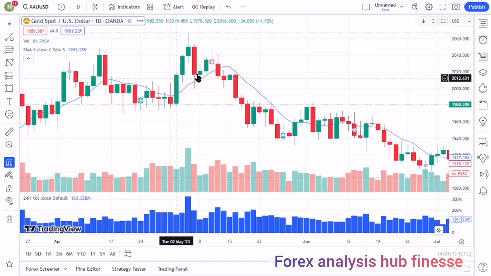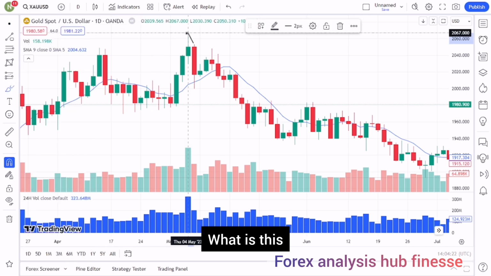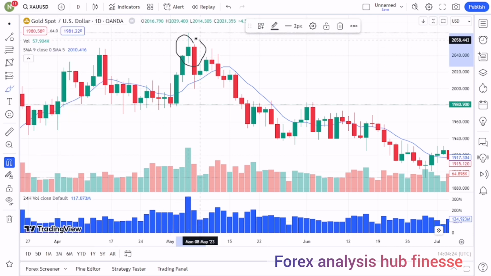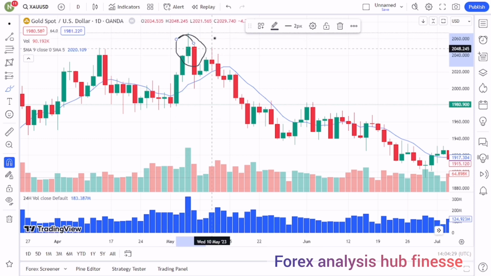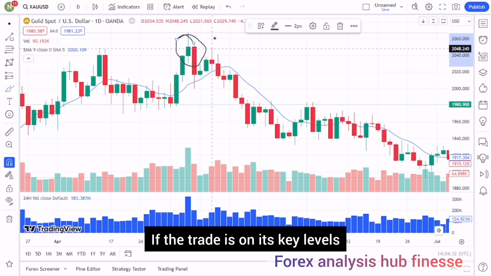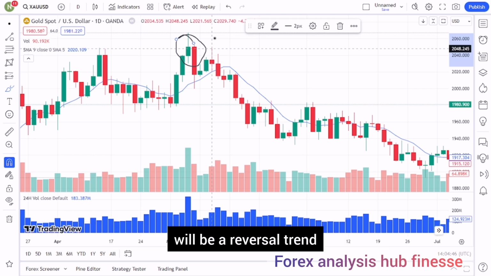We have this one. What is this? Let me draw for those people who don't see. This is called a rejection. If the trade is on its key levels and then it does a rejection, the next candlestick will be a rejection, will be a reversal trend. Can you understand that?